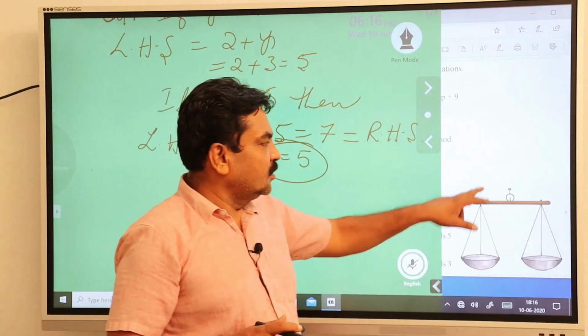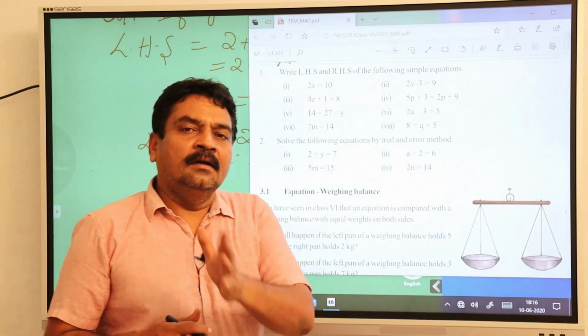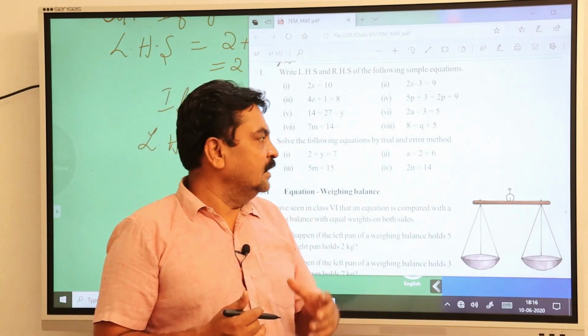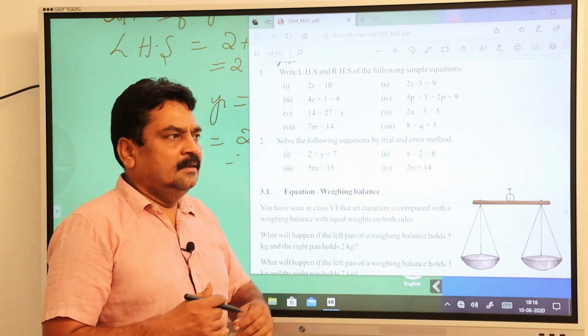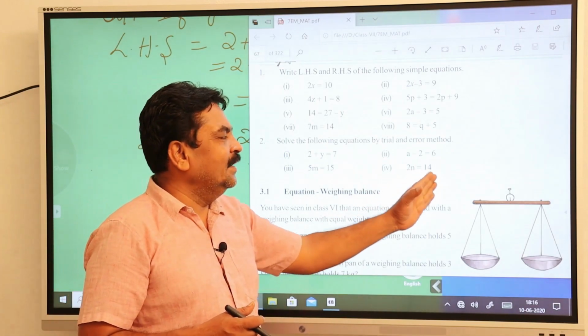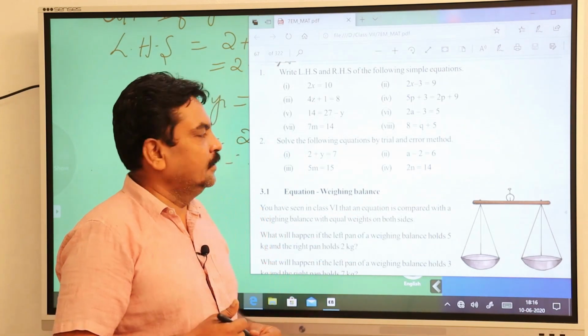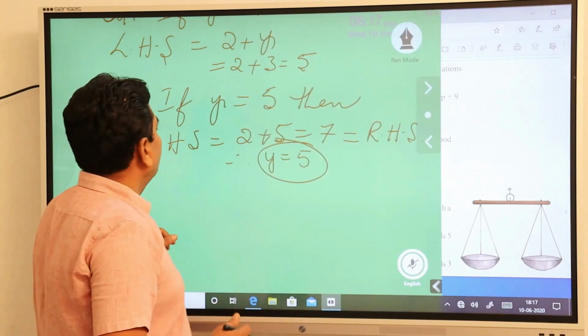Hope you people have understood this, because you have already learned or already heard the basics about introducing trial and error method. But to make it more confirm, I'll just go with another problem. 2n is equal to 14. Let me check with this. 2n is equal to 14.